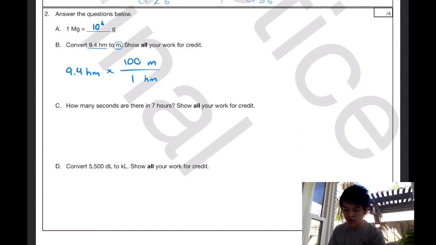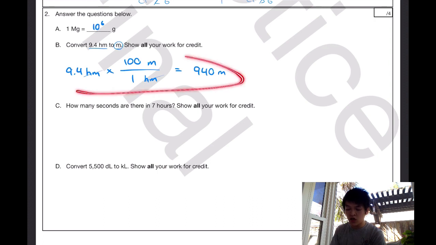The unit that cancels out here is hectometers and hectometers. The unit that we're left with is meters, and that's what we want to convert to. We throw in our equal sign and type this into a calculator. 9.4 times 100, because the 100 is on top, so you multiply here. 9.4 times 100, if you type in the calculator, you should get 940, and then the unit that we're left with is meters. Alright, so make sure you show the entire work here to get credit. If you only show the answer, you're not getting any credit.